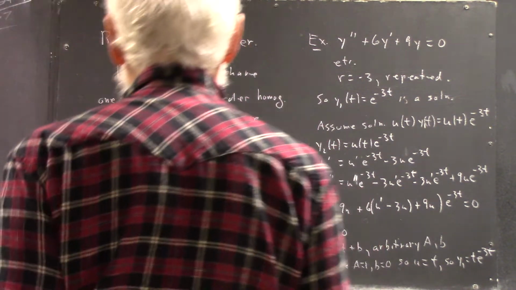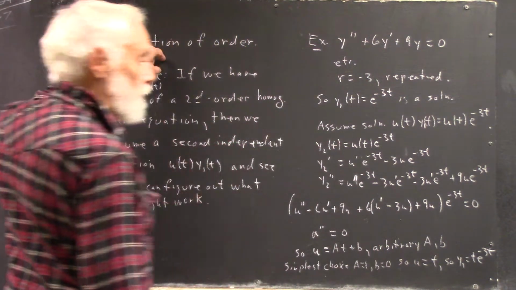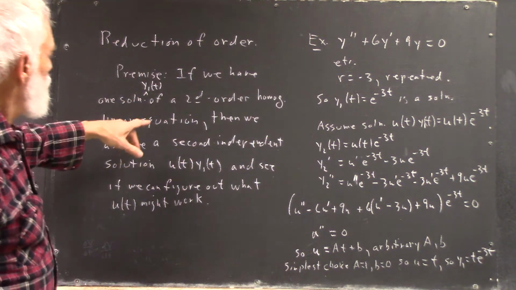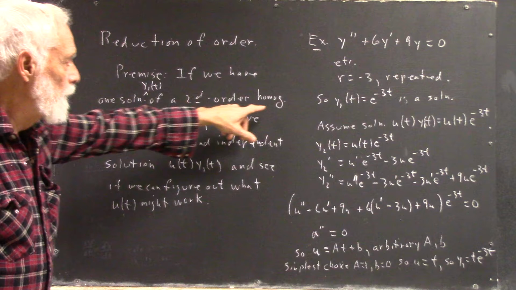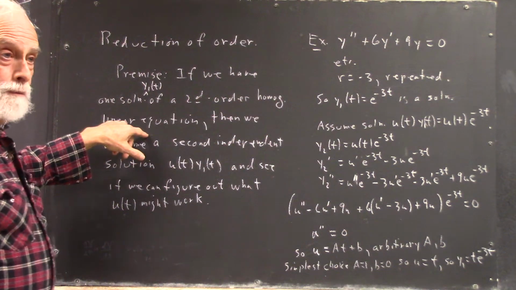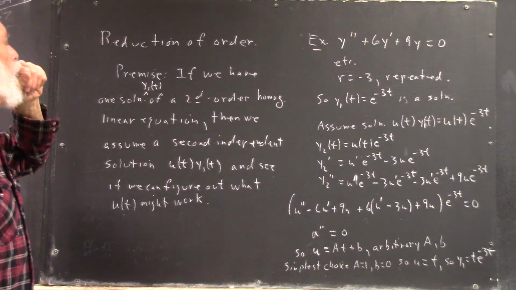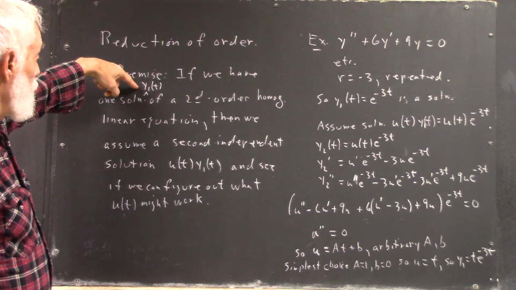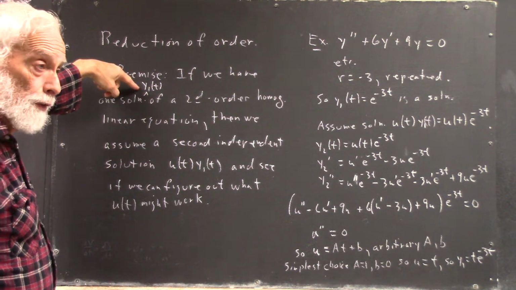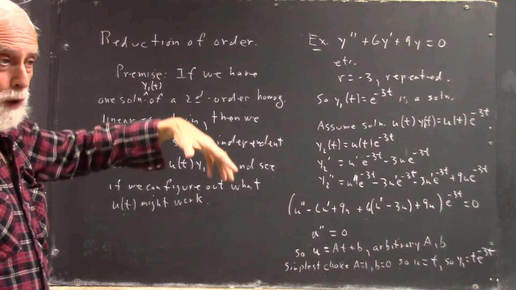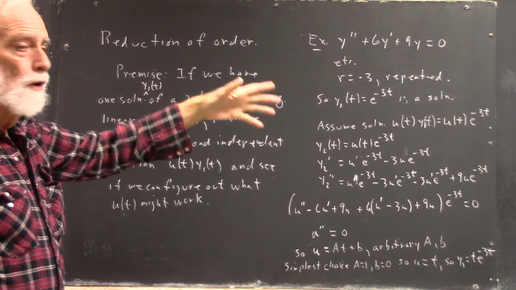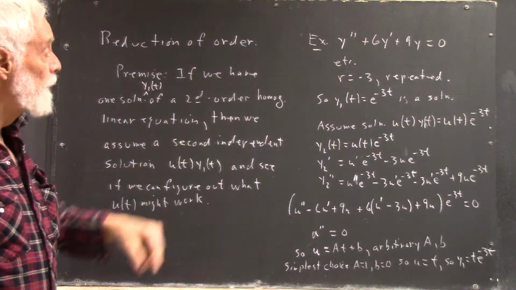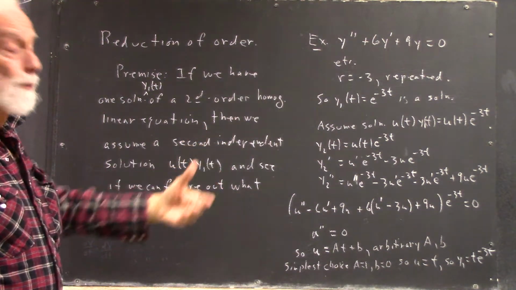Okay, so we're talking about the method of reduction of order. The premise is simple. If you have a second order homogeneous linear differential equation and you know a solution y1, then you're going to try to use this solution y1 to find a solution y2. Now if you have constant coefficient equations, normally it's not going to make any difference, but it does when you have a repeated root.